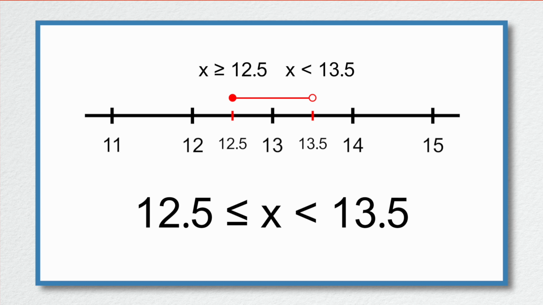So there's a brief introduction to inequalities by using them to identify a range of values on a number line.